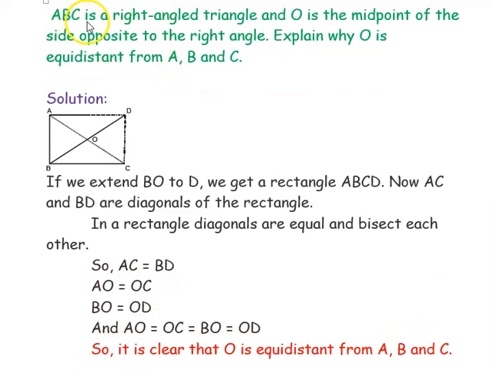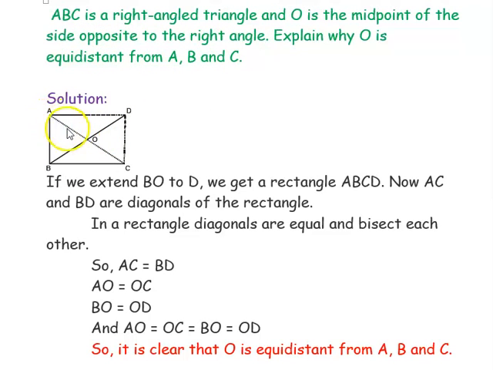Next question: ABC is a right-angled triangle and O is the midpoint of the side opposite to the right angle. Explain why O is equidistant from A, B and C. Okay, so now we'll draw a picture for that. ABC is a right-angled triangle, with the right angle at B, meaning the angle at B is 90 degrees. And O is the midpoint of the side opposite to the right angle.